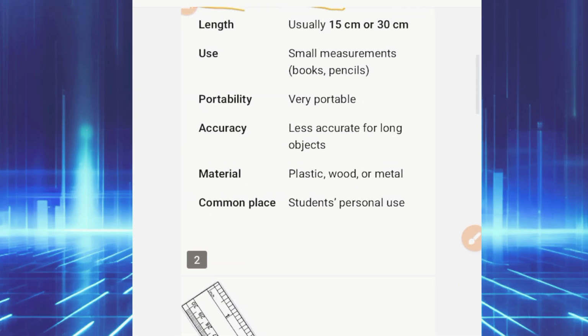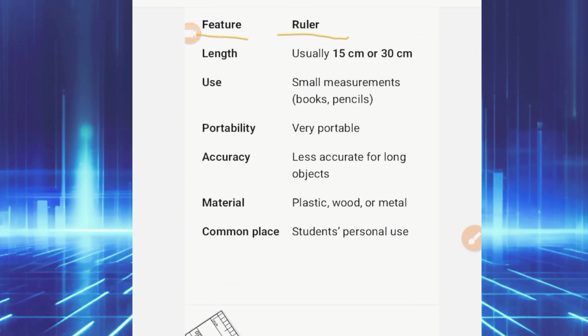Whenever you want to tell somebody about ruler, please indicate that the measurement of ruler is usually 15 cm or 30 cm. So it does not cross 30 cm. That's for ruler, and it is not so long like meter rule.